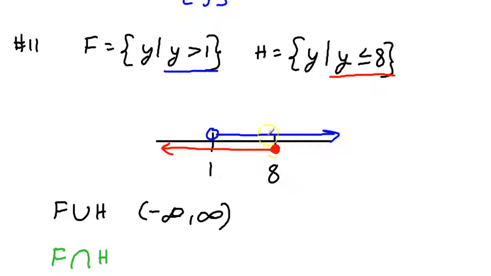Well, here you've got your red and your blue right in the middle. So for that one, this is where you have to use your square brackets and your parentheses. You've got an open circle at the 1, so we need parentheses at the 1. We get to 8, and you bracket it off.